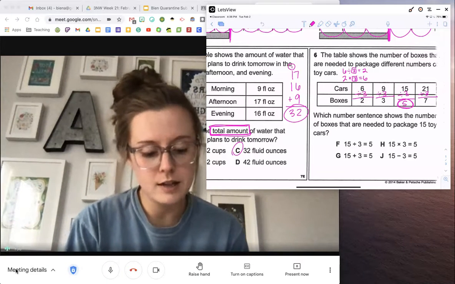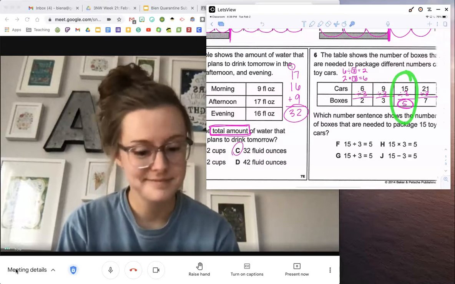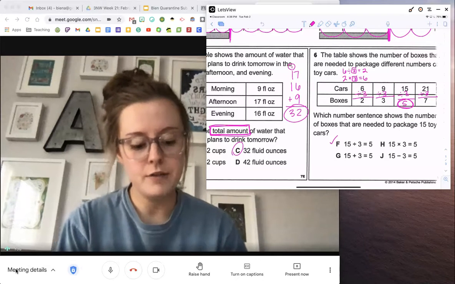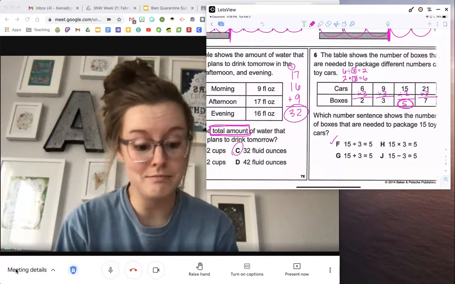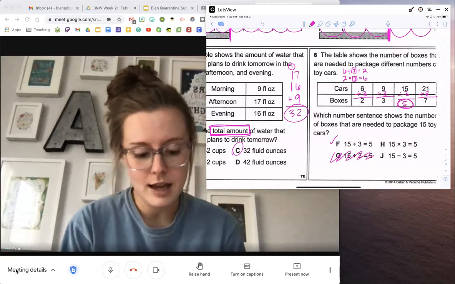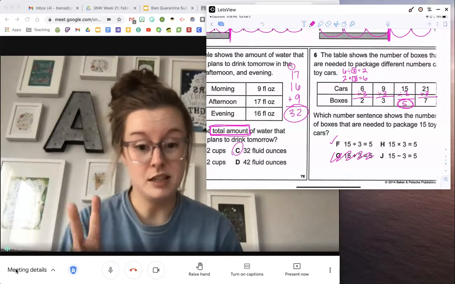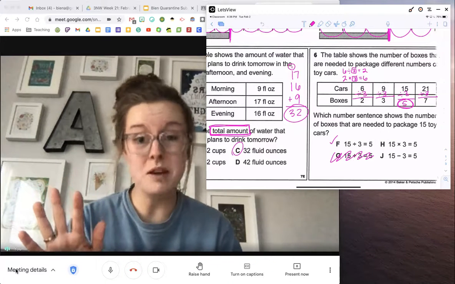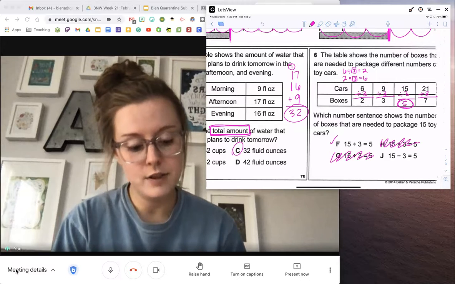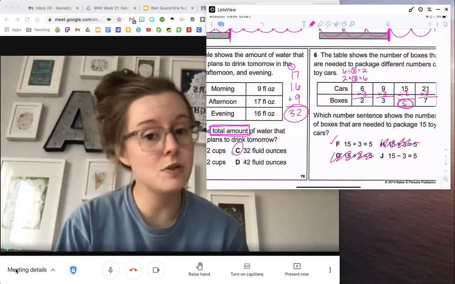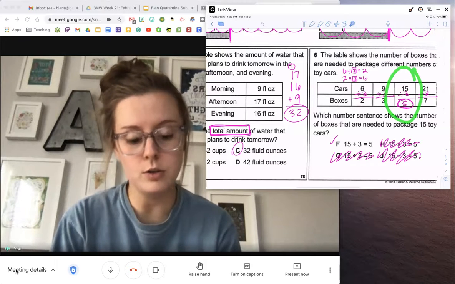F says 15 divided by 3 is 5. Is that what you wrote here? Okay. What about G? 15 plus 3 is 5. First off, that's not even true. 15 plus 3 is 18. Next. H says 15 times 3 is 5. 3, 6, 9, 12, 15, 18, 21. That's way bigger. That's not going to work. Okay? And J says 15 minus 3 is 5. 15 minus 3 is not 5. It's 12. The only one that matches what you said to do was F.